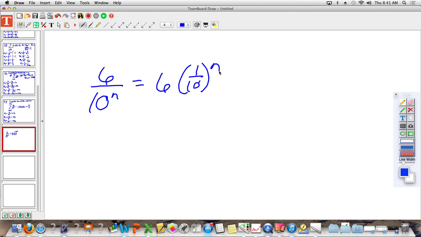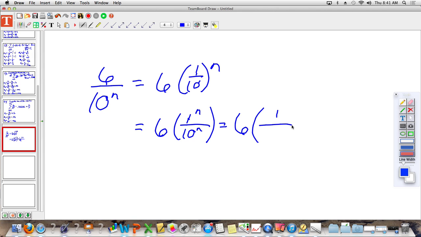Yeah. If you put 1/10 to the n power, that means you put both the numerator and the denominator to the power of n. The n does not go to the 6. It only goes to the fraction. So we have 6 times 1 to the n power over 10 to the n power. What is 1 to the n power? 1 to the n power is 1. 10 to the n power is 10 to the n power. And what is 6 times 1 over 10 to the n power? 6 over 10 to the n power, yeah. So that's what he was asking. Same thing. Yes.